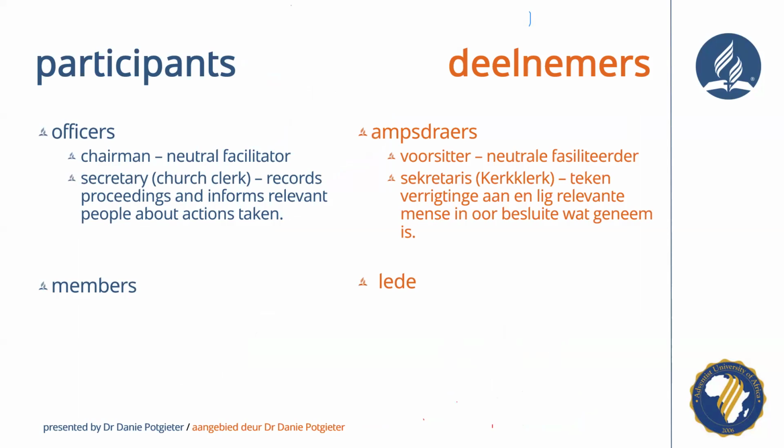So then we've talked about the secretary, the church clerk, the executive secretary at conference and union and division levels. They record the proceedings, take the minutes, and they inform relevant people about the actions taken. That is unless the meeting specifically mandates somebody to communicate with somebody with regards to an action. But if not, then that is the work of the secretary. And by the way, only the secretary. We don't all communicate on behalf of the meeting. It would be the chairperson and the secretary that would communicate.